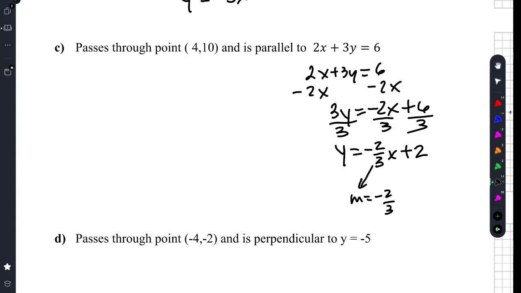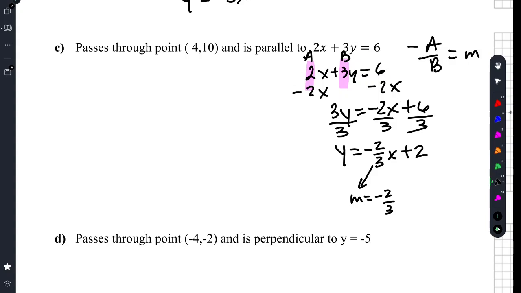Incidentally, I teach this to the math team, but when it's in standard form, that's a and this is b, right? A is 2 and b is 3. I teach them this. Negative a over b is going to be the slope. So you could do it that way. You take 2, negatize it. Negative 2 over 3 is negative 2/3. That is the slope.